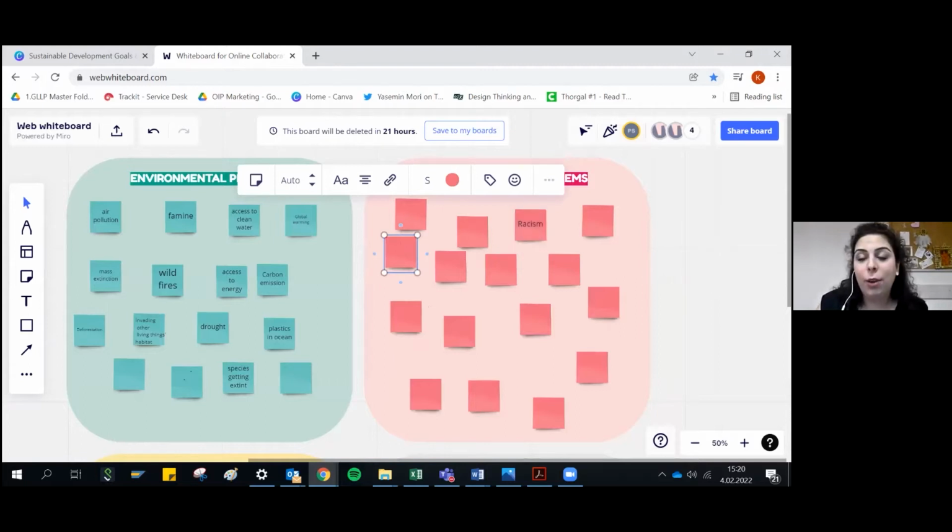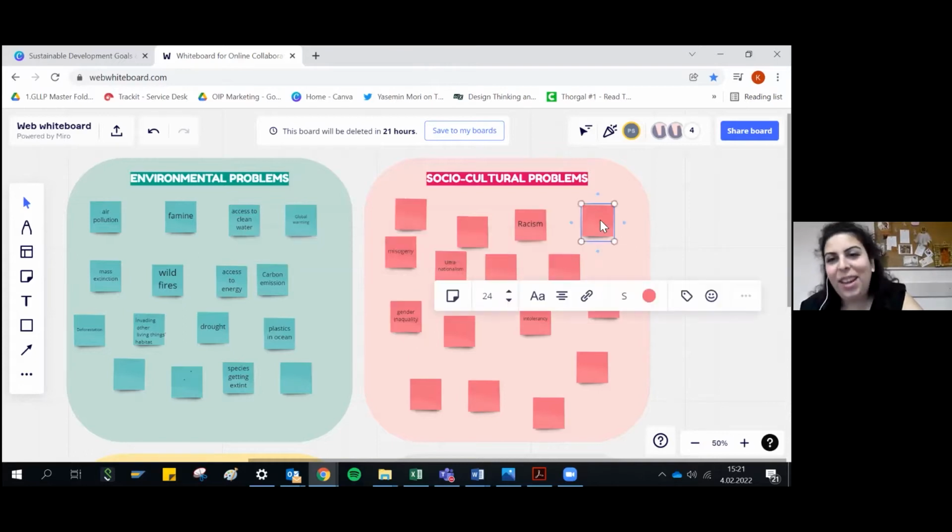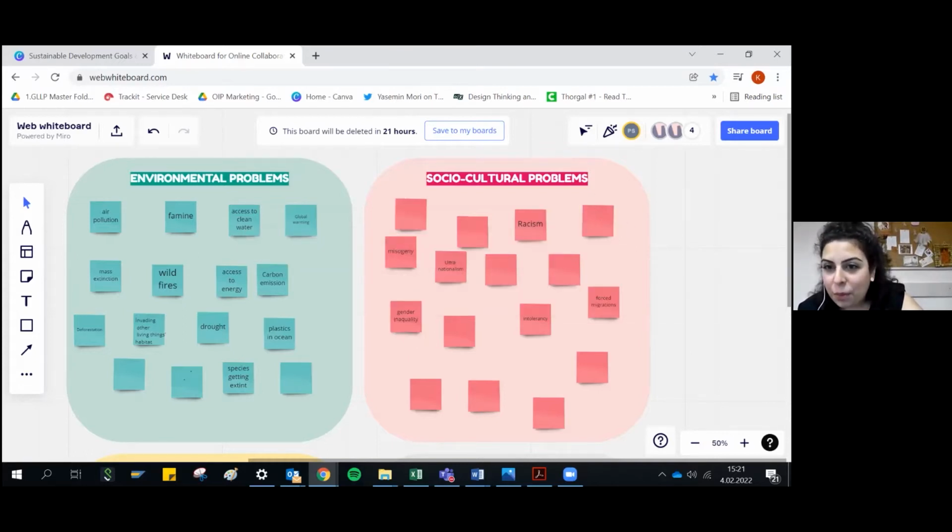Racism, yes, it's a great example. Intolerance, yes. Yeah, misogyny, of course. Gender equality. I think you mean gender inequality as a problem, right? Yes, okay. What else could you think of? Ultranationalism, yes, okay. Migrations, yes. Those are all great examples, folks.